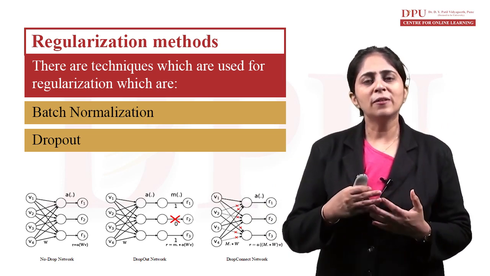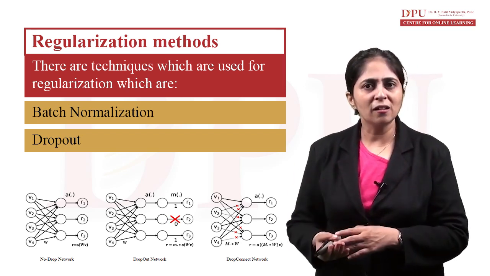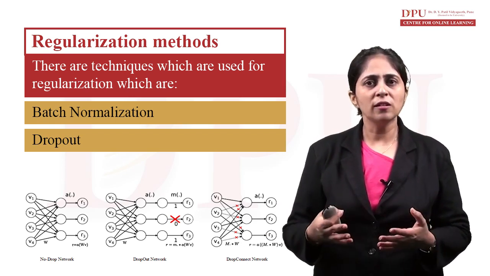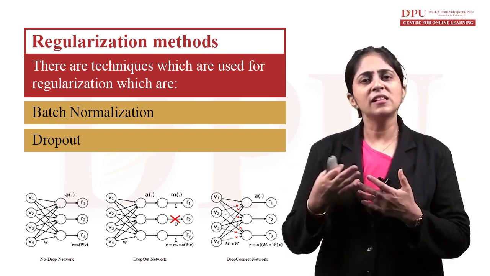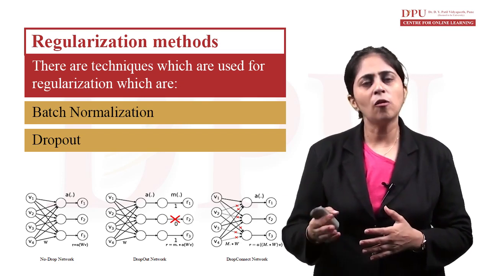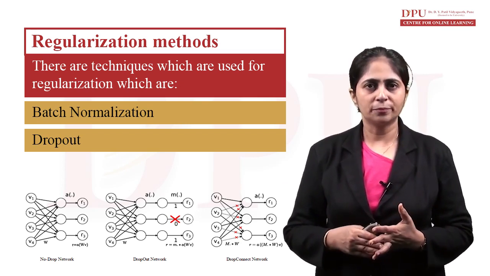So what happens when these nodes are dropped out? Obviously they are going to impact the result differently. And by dropping out these nodes, we can see whether our network is working more efficiently now or not. So that is why we call it a dropout network.